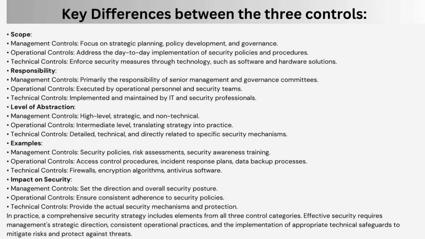Examples of which: management controls examples are security policies, risk assessment, security awareness training. Operational controls include access control procedures, incident response plans, data backup processes. Technical controls include firewalls, encryption algorithms, and antivirus software.